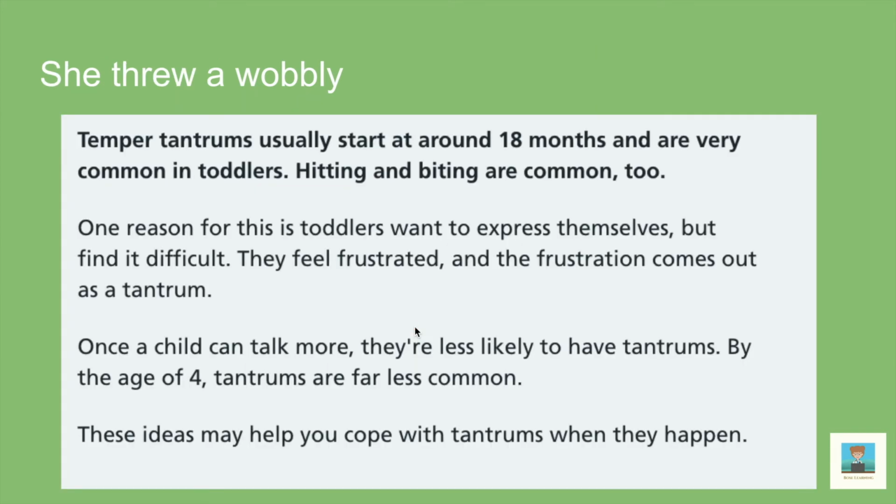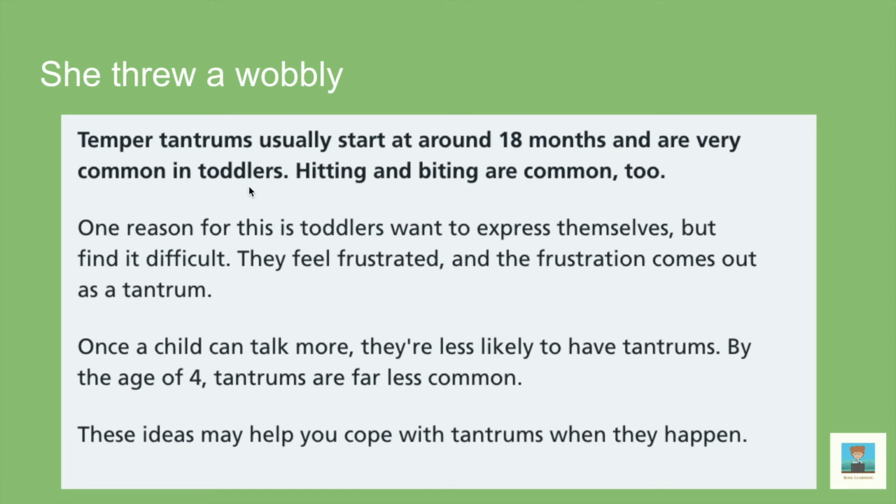She threw a wobbly. If one of your patients is talking about their child, maybe their toddler, their young child, so a toddler is someone who's just started walking, around 2 years old, 2 or 3. Toddlers, you've got this idea of those little children who are a little bit unsteady on their feet again. And we have an expression called the terrible twos. So temper tantrums start at around 18 months and are very common in toddlers. Hitting and biting are common too.